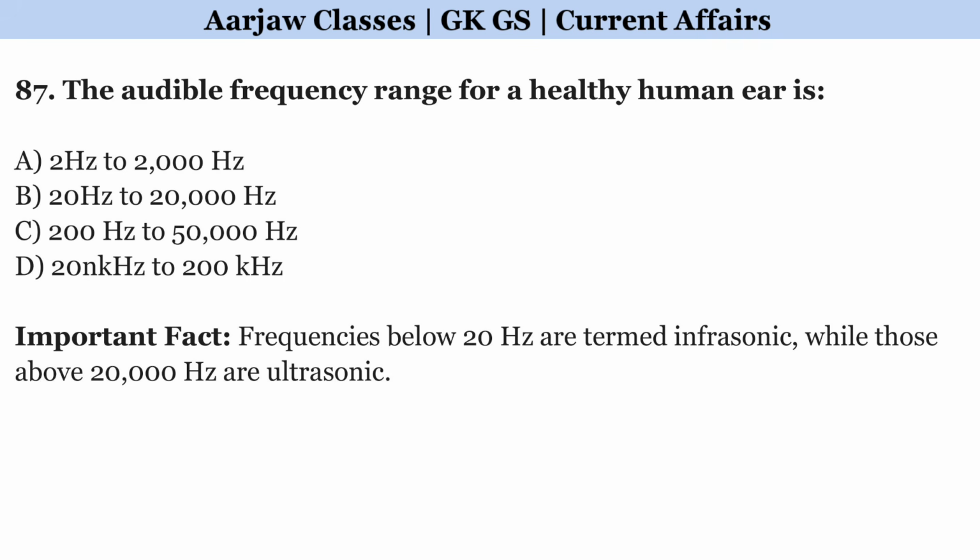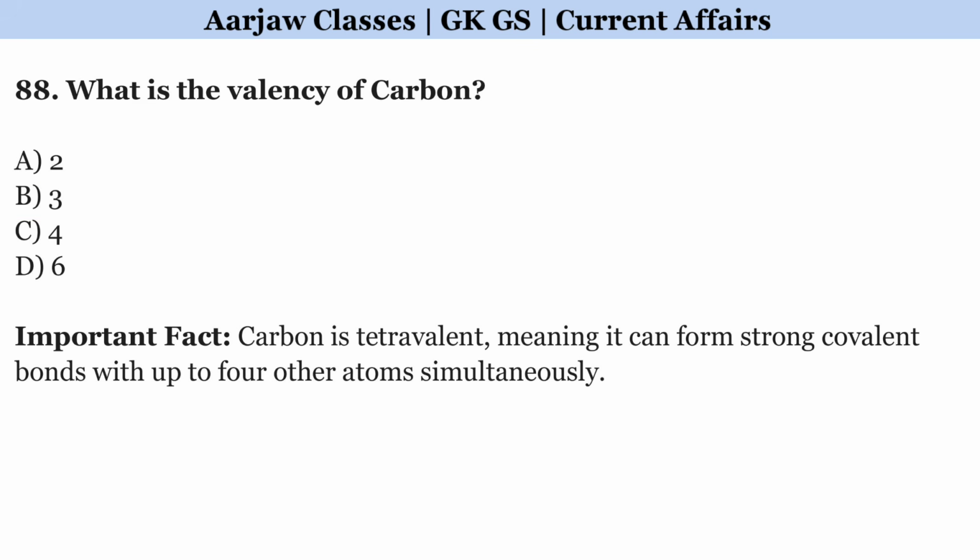The audible frequency range for a healthy human ear is? Correct option is B. 20 Hz to 20,000 Hz. What is the valency of carbon? Correct option is C. 4.